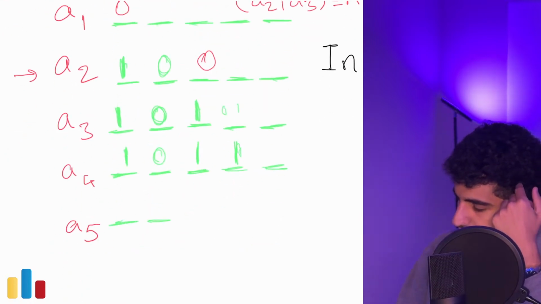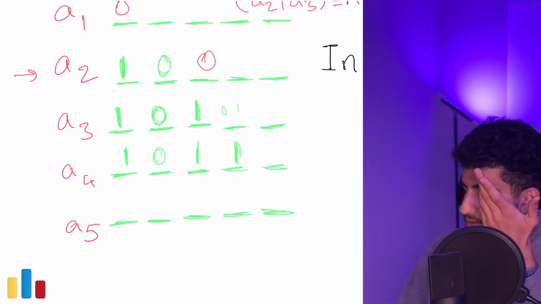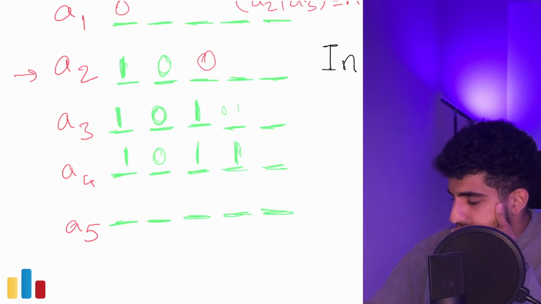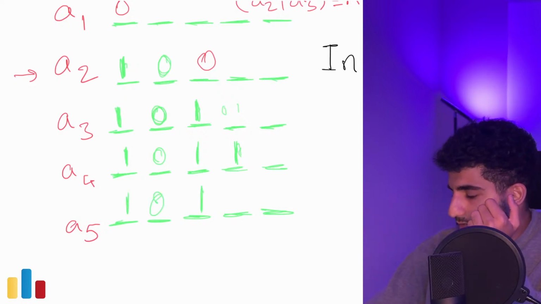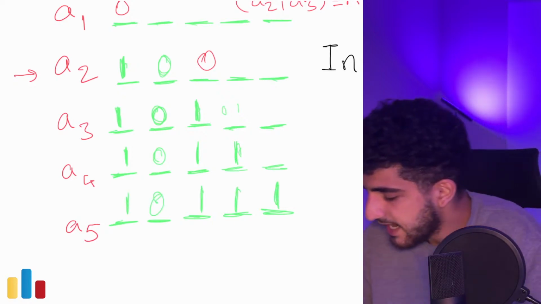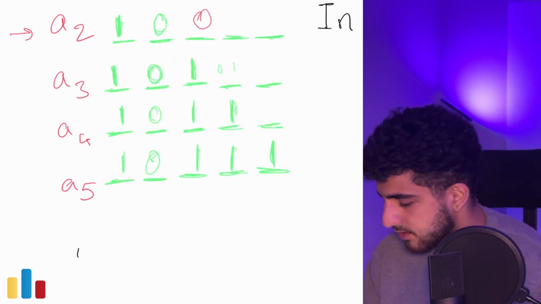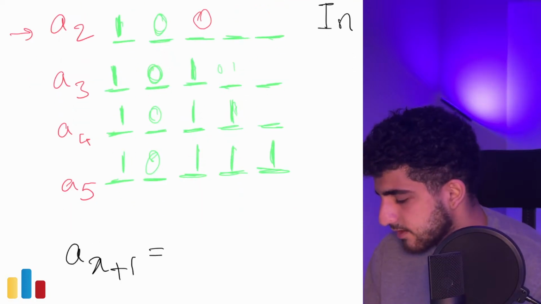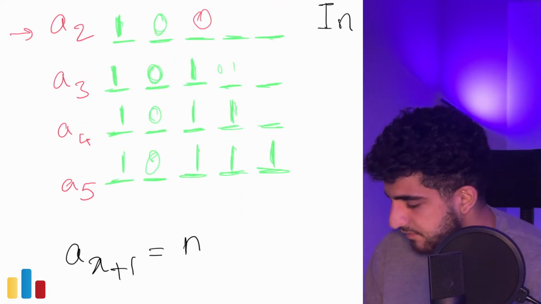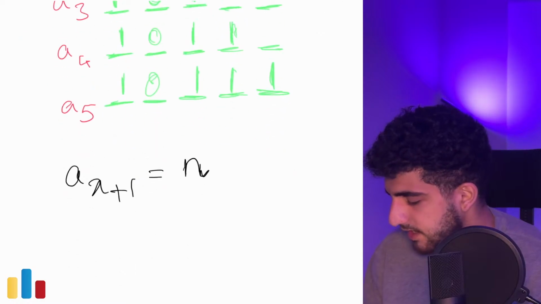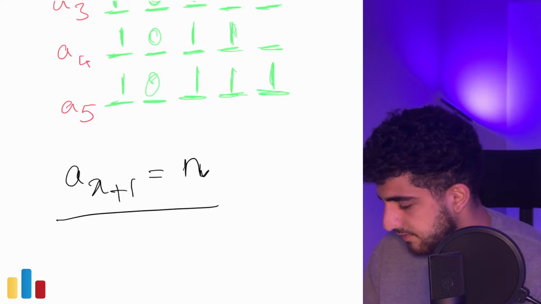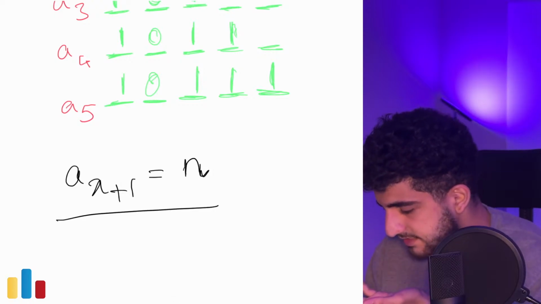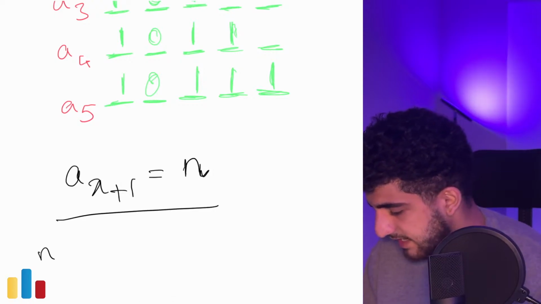And about A5, the last on bit of n should be on in A5 as well. So A5 is like this. So the point is, a of x plus 1 is exactly equal to n. Because in a of x plus 1, we know that n has x bits. N has x on bits.